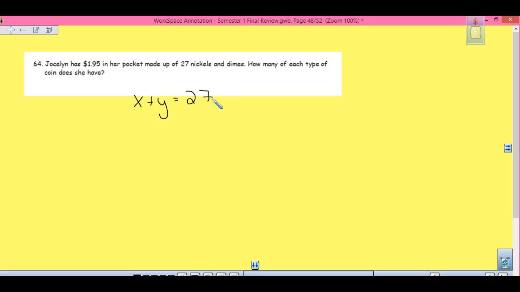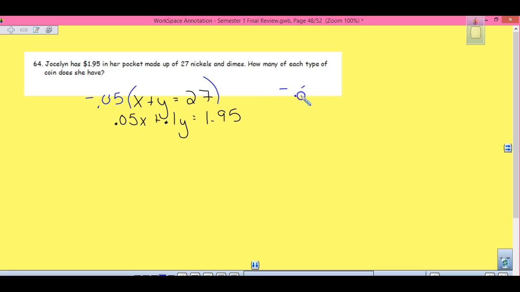Now, some are dimes and some are nickels. How much is a nickel worth? 5 cents. So that's 0.05x plus, how much is a dime worth? 0.1y equals $1.95. So what do I have to multiply the top by? We're multiplying by negative 0.05, not 0.5. Be careful with that. We're not multiplying by 0.5, that would be 50 cents. Since it's a nickel, it's 0.05.